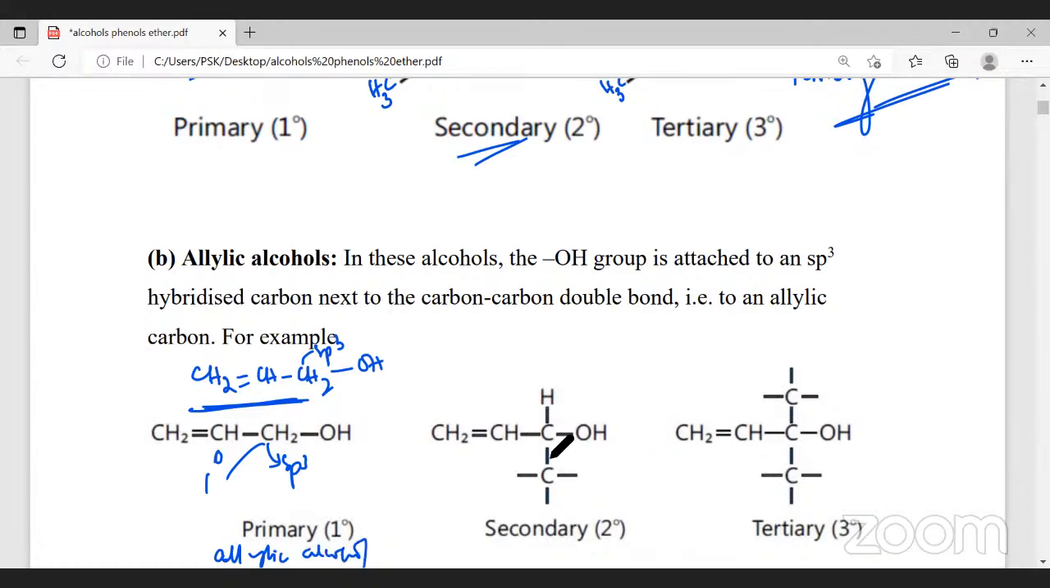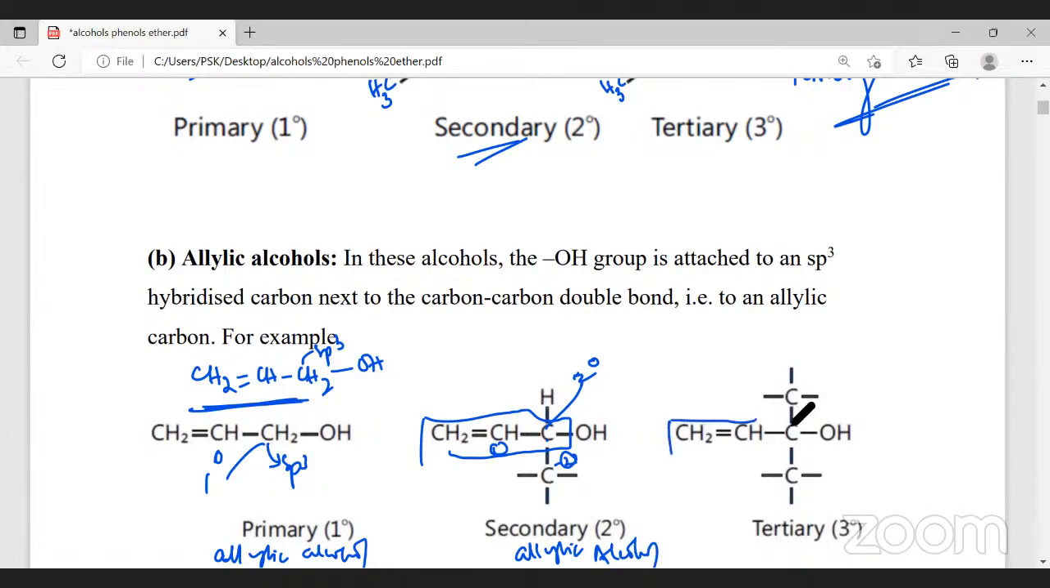But just observe this. This is an allyl group. Alternate double bond, single bond will be called an allyl group, remember. And this carbon atom is a secondary carbon atom. Why? This carbon atom is bonded to 1 and this carbon bonded to 2. Since it's a secondary carbon atom and OH is bonded to a secondary carbon atom, it is an example of a secondary allylic alcohol.